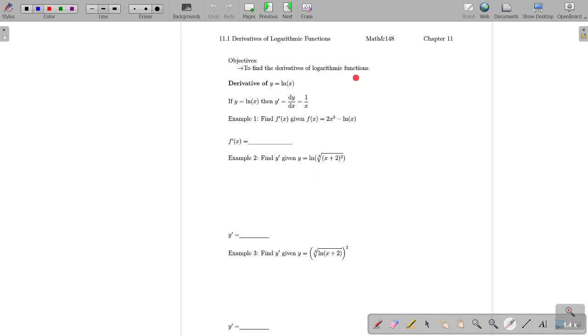So to find derivatives of logarithmic functions. So the derivative of y equals the natural log of x. So then y equals the natural log of x, y prime equals dy dx equals 1 over x. So for this first one, that would mean I'd have 2x cubed becomes 6x squared minus 1 over x.